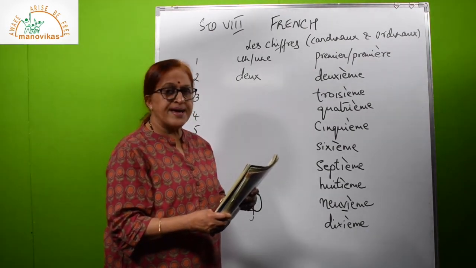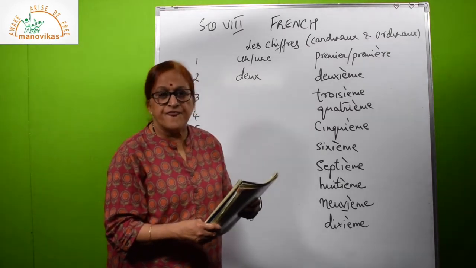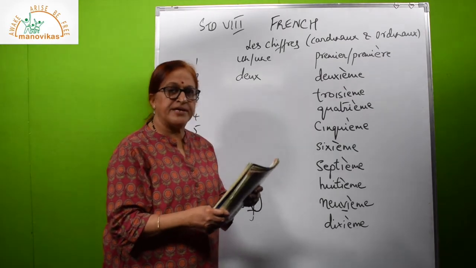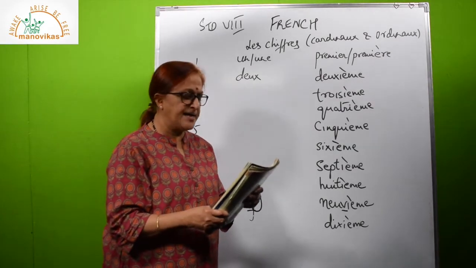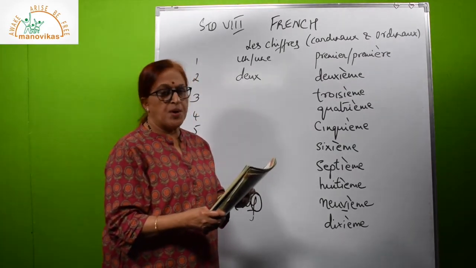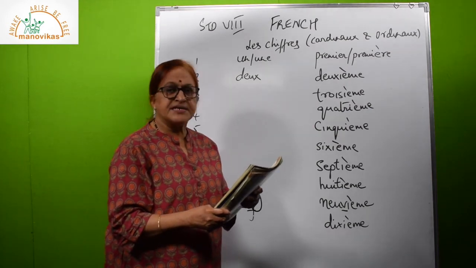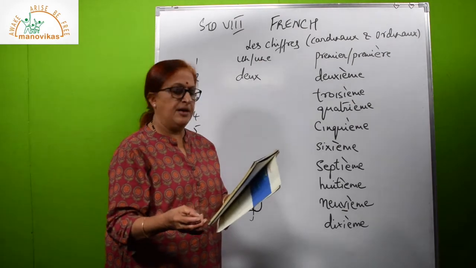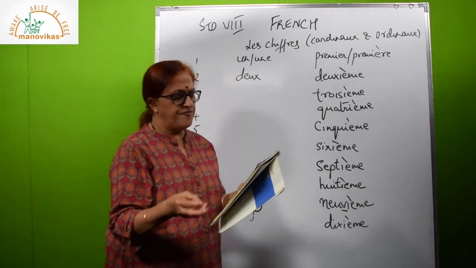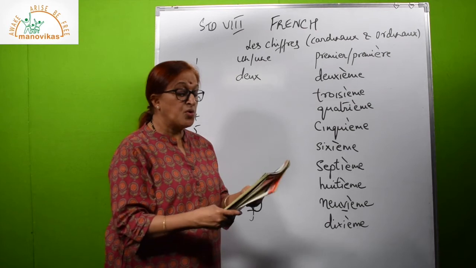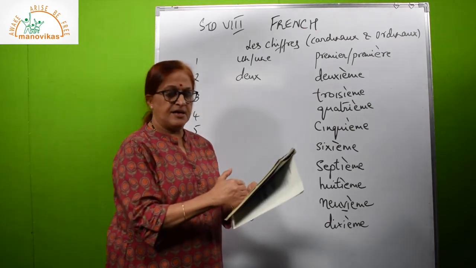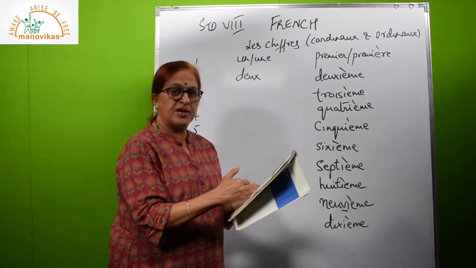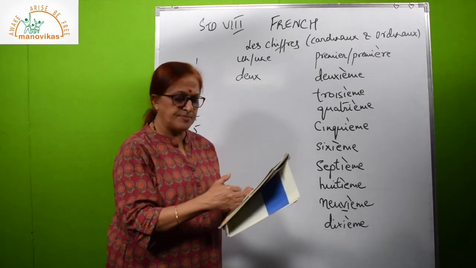So how do you make an adjective feminine? By adding an E. And how do you make it feminine plural? By adding an E and an S. So we have seen the different types of adjectives. Masculine singular, masculine plural. Feminine singular, feminine plural. Now we go on to the objects. We learnt about people. Now down below in your lesson, they are describing objects.